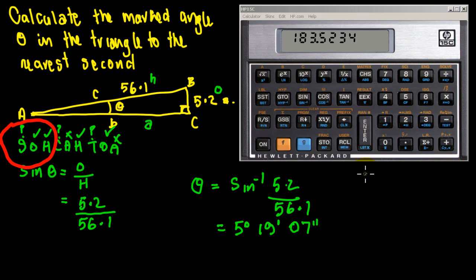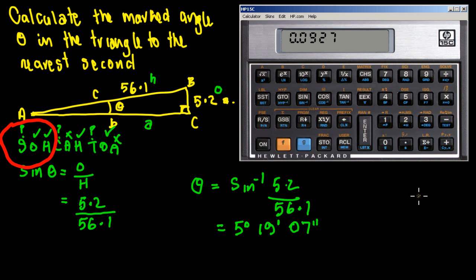So how do we do that on our calculator? Well, what we do is we put in our 5.2 and we push enter, and 56.1 divide. Now the calculator is holding on to a lot more decimals than that. If I was to fix 8, it would show it to 8 decimal places, but I like to have it fixed at 4, because that gives us to the nearest second when we do.